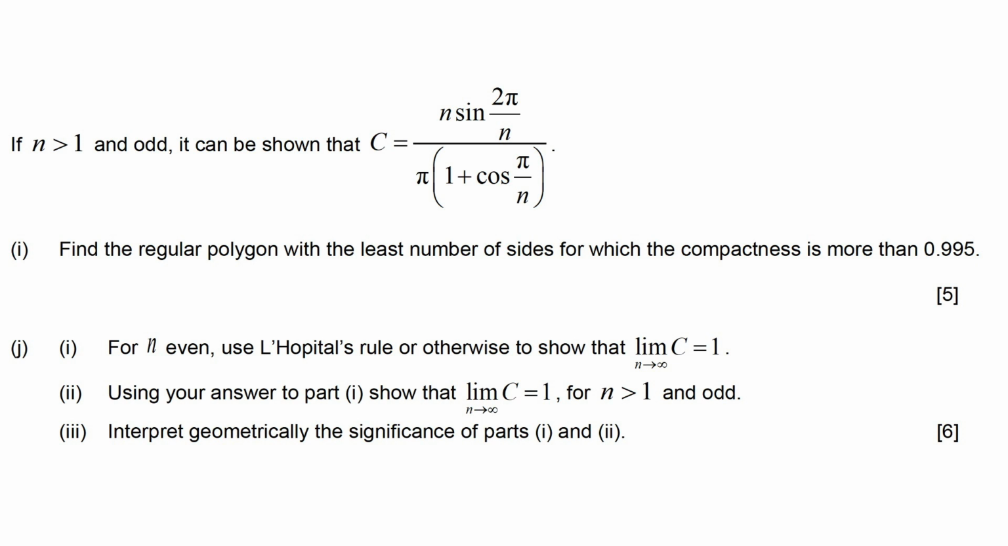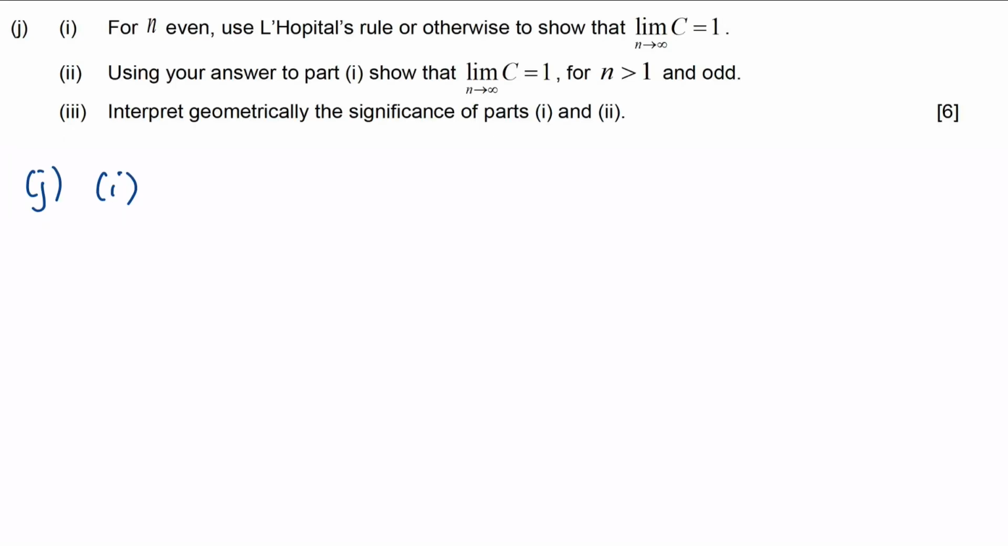Part J, part 1. For n being even, use L'Hopital's rule to show that the limit as n tends to infinity of C is equal to 1. Once again, even if you couldn't do the last two parts, you could still do this because you are able to read the question. For even values of n, the compactness is n over 2 pi times sine of 2 pi over n. That's what is given in part G. So even if you didn't know how to do the last two parts, you can come back into the question.